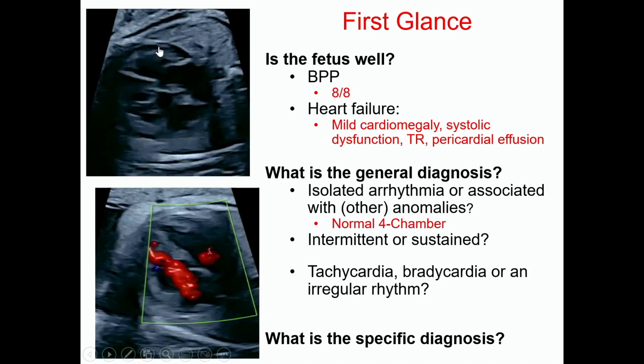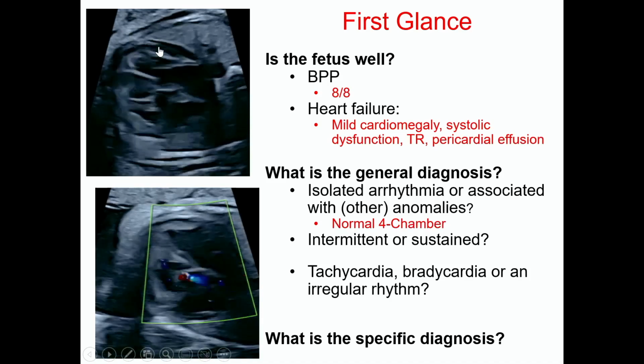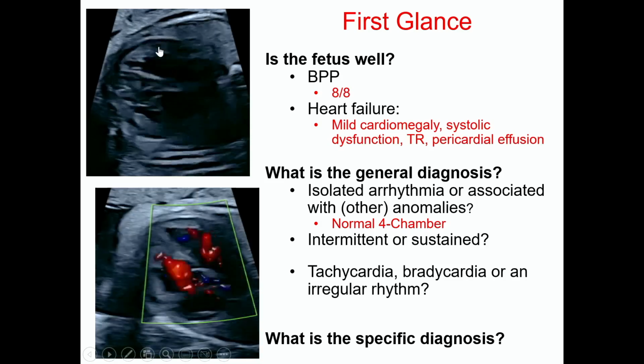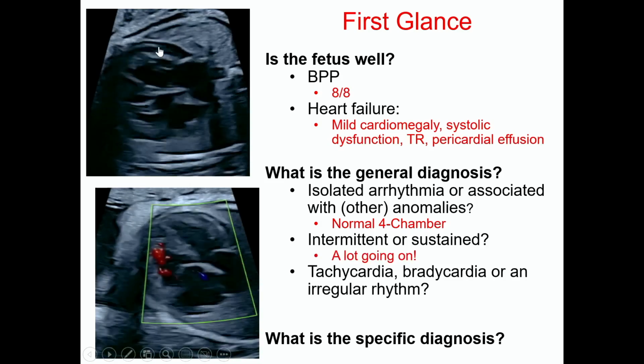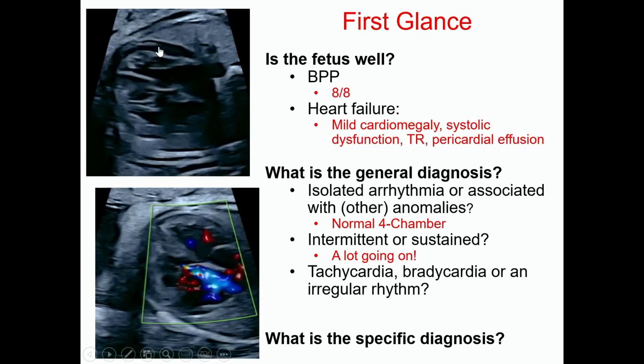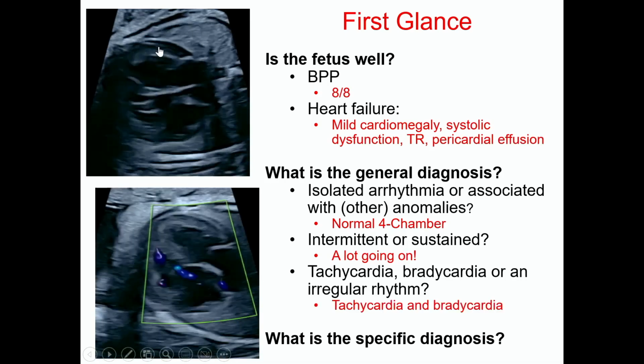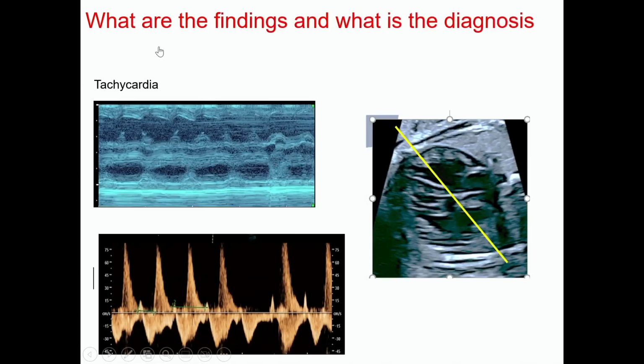So what's the general diagnosis? Well, the four-chamber view is normal, and I'll assure you that the rest of the heart was normal too. The arrhythmia has a lot going on. You can't really say if it's intermittent or sustained because it looks like a bunch of arrhythmias. It's tachycardia and bradycardia. So what's the specific diagnosis?